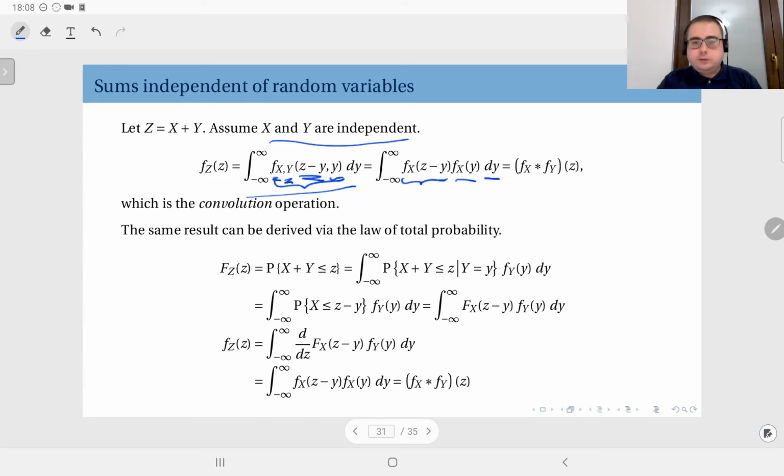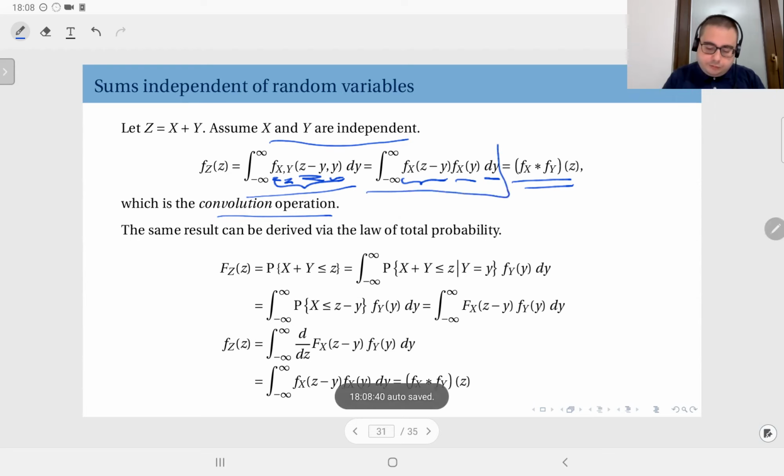Now, this integral is a special integral. This is called the convolution integral. In fact, this operation on the two functions, the PDF of x and the PDF of y, is called the convolution operation. Those of you who have studied signals and systems should be familiar with this. But if you are not, no worries. Just know that this is the convolution of two functions, f sub x and f sub y, and the definition is just this expression.